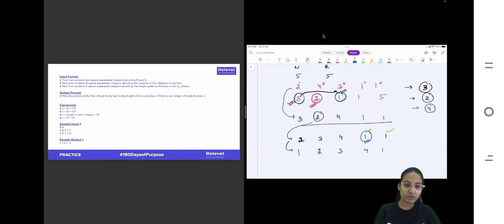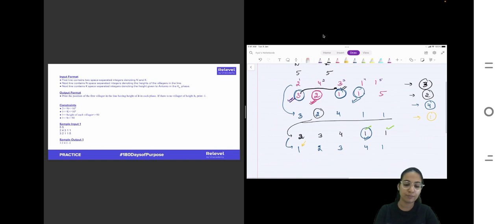The next query is where you have to identify the villager with the height 1, which is here directly at the first index. So the output is 1, and since it is already at the first index, you don't move anything from the front. Now last is with the villager with the height 5, and there is no villager in the entire array exactly having the height 5. So you can say that the output is minus 1. And hence the final output is 3, 2, 4, 1 and minus 1.